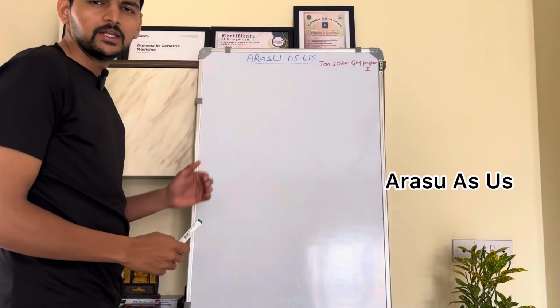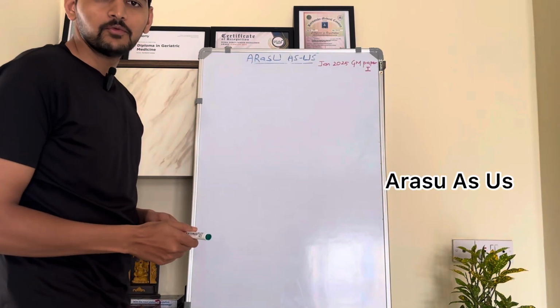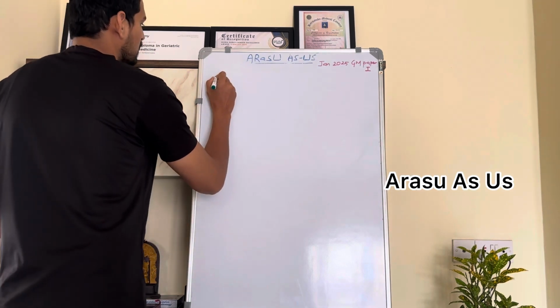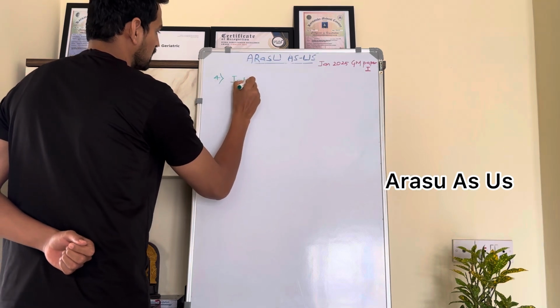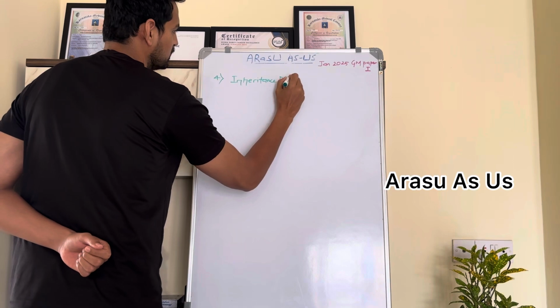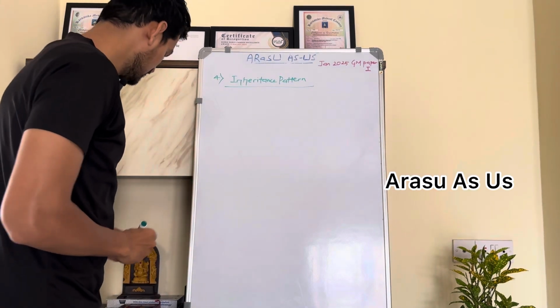Hello everyone, continuing the series of solving previous question papers. Coming to question number 4 of paper 1 in Jan 2025. It was asked about inheritance pattern, inheritance pattern of diseases. So this was the question.